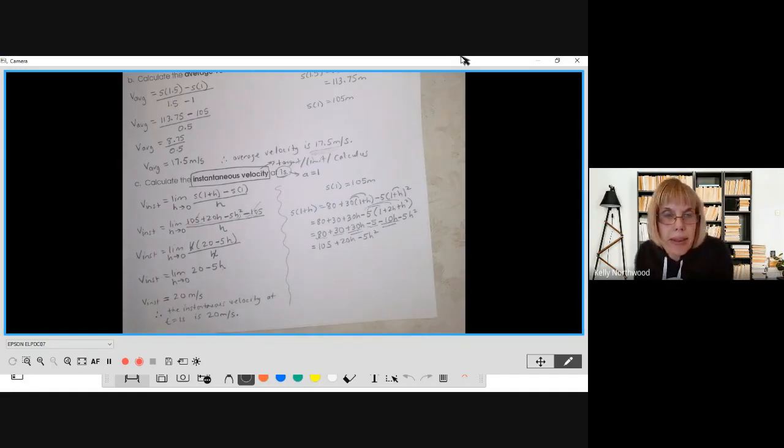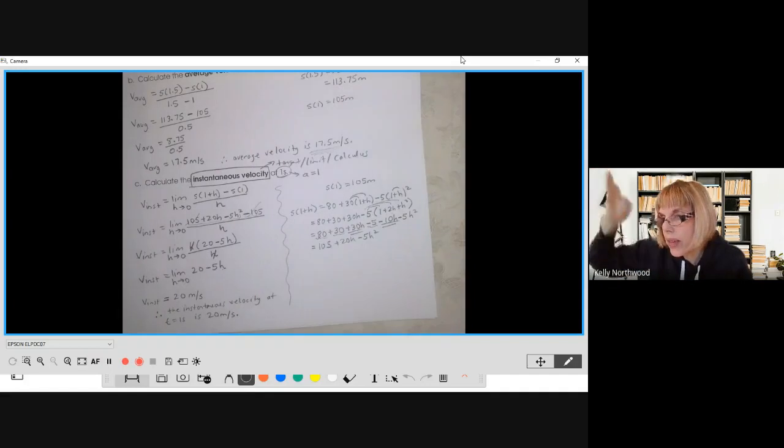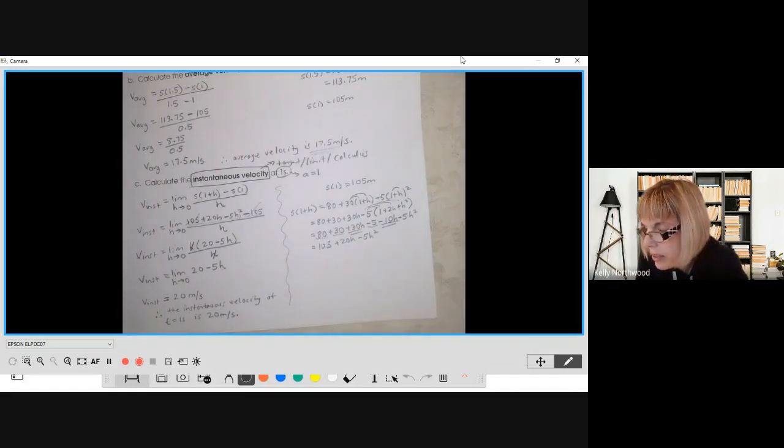So again, that is an indication that it's slowing down. So at 1 second, its instantaneous velocity is 20 meters per second, but between 1 and 1.5 seconds, the average velocity is 17.5. So it's on its upward trajectory before it reaches its maximum height and is slowing down. And when it reaches its maximum height, its velocity will be 0. And then it will start coming down. Any questions for that one?